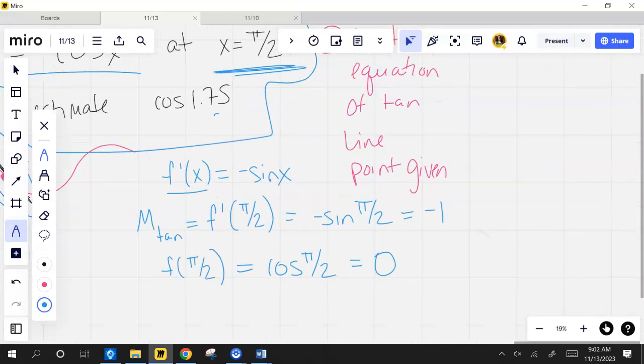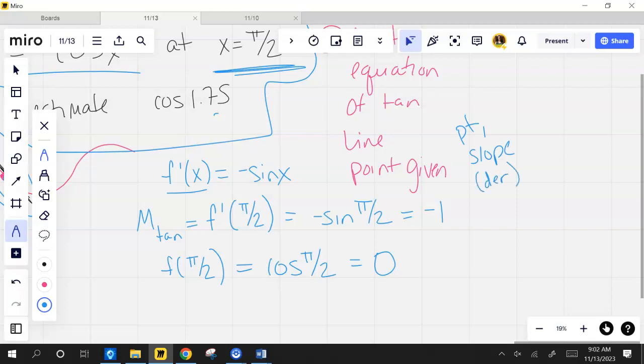I'm still writing the tan line. So remember, for a tan line, you need a point and a slope. The slope is coming from the derivative, yes? The point is coming from whenever I plug into the original. Okay, so the f of pi over 2 is 0. So this is my point. This is my slope. So y minus 0 equals negative 1 times x minus pi over 2.